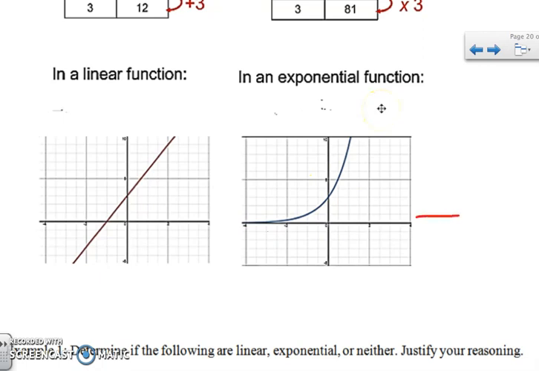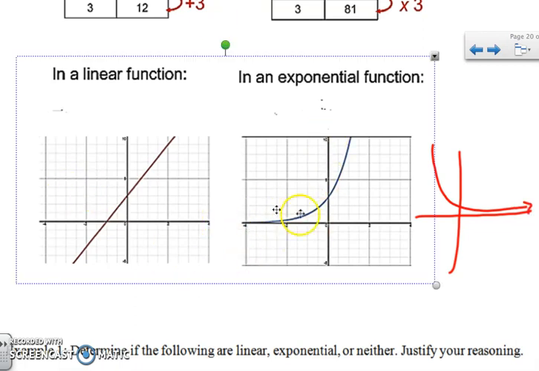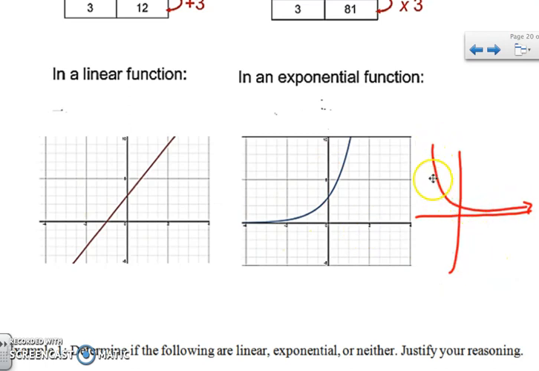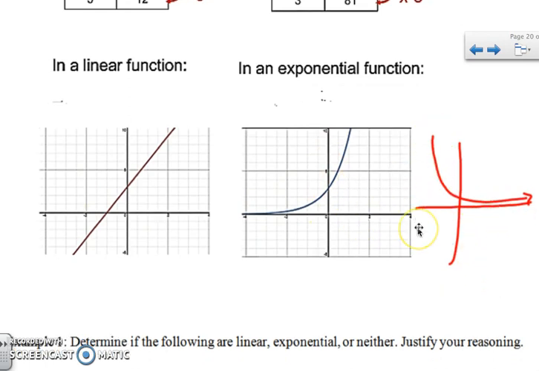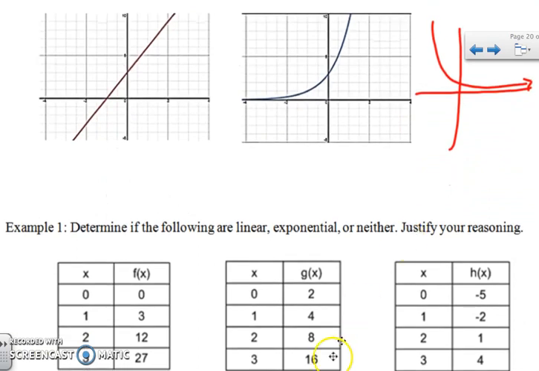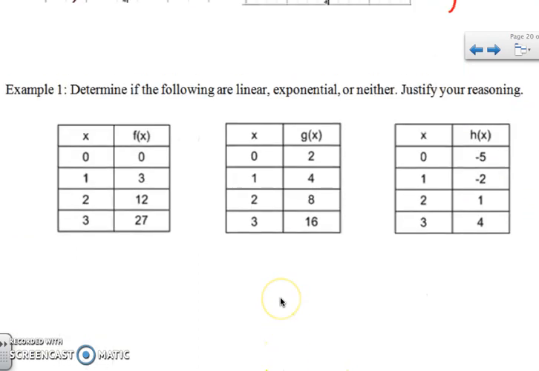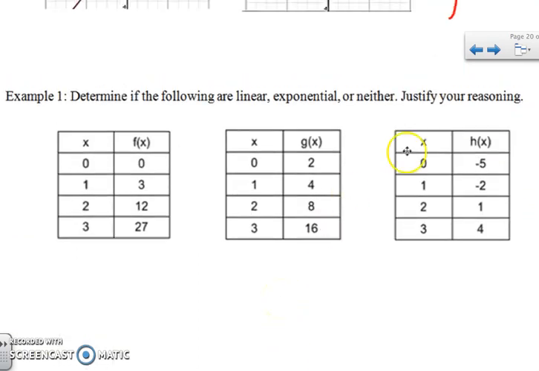So for example, this can also be a graph. It could start up and go really, really down like that. So it's either going to go up really fast with the curve or it's going to go down really fast with the curve, which would be exponential. So let's look at this table, and I want you to determine whether it's linear, exponential, or neither. So press pause, see if you can tell which one is linear, exponential, or neither.